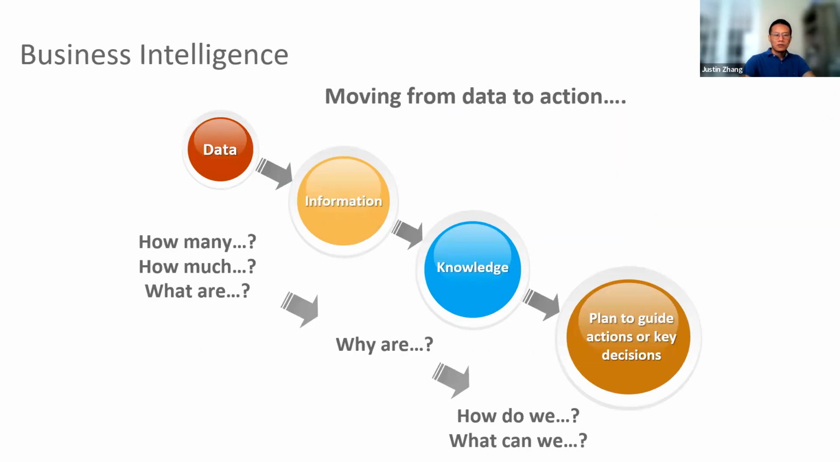So in order to move from data to information to knowledge to strategies, we need to answer some questions like how many, how much, what. And then we need to answer why questions and how questions in order to move down to the higher levels of knowledge and the strategies of wisdom.